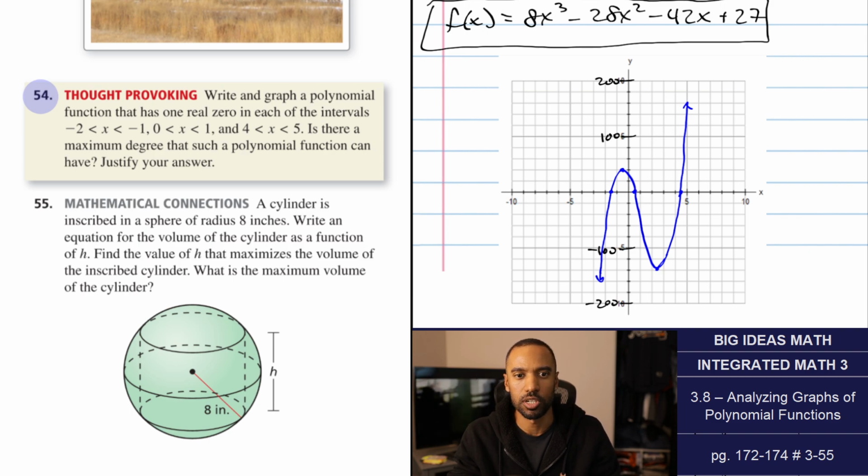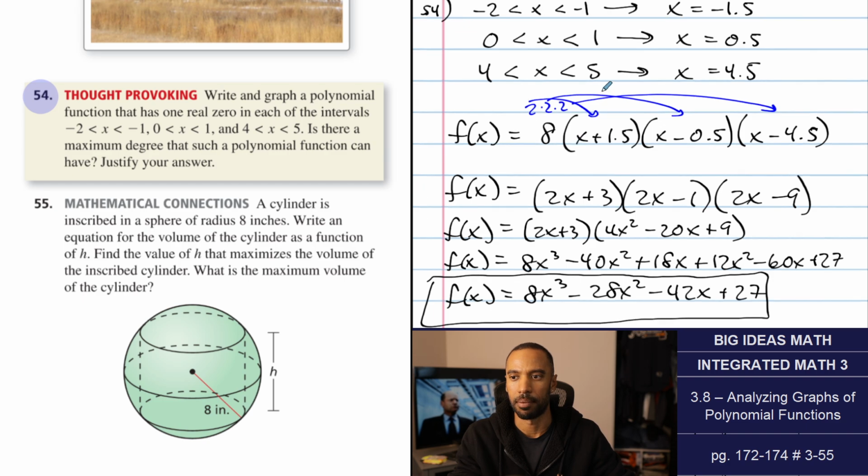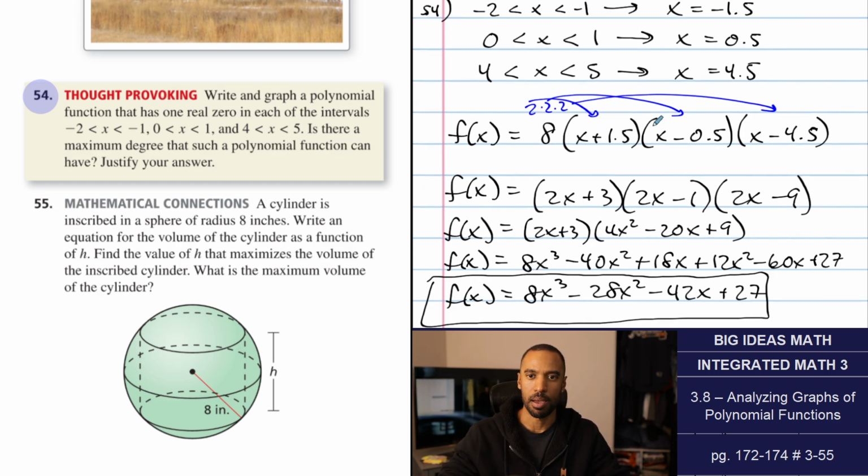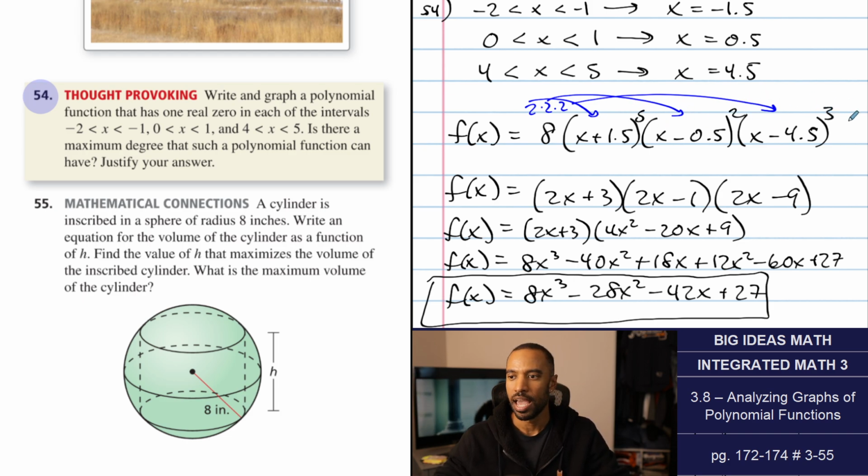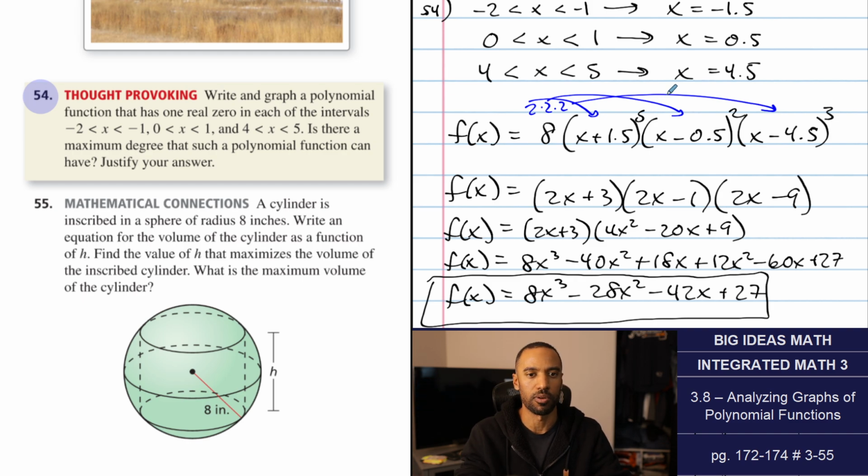Is there a maximum degree that such a polynomial function can have? Justify your answer. You know, no. There's no maximum degrees. There are minimum degree, yes. There's no maximum degree, though. How come? Because any of these, remember, these were my original factored form. I could have this to the 5th power. I could have this squared. I could have this cubed. And it raises the degrees with those multiplicities.